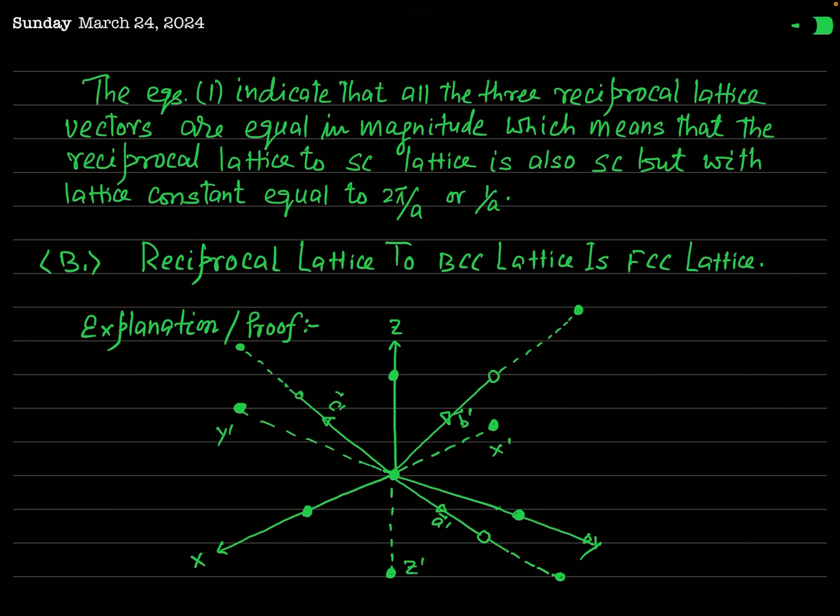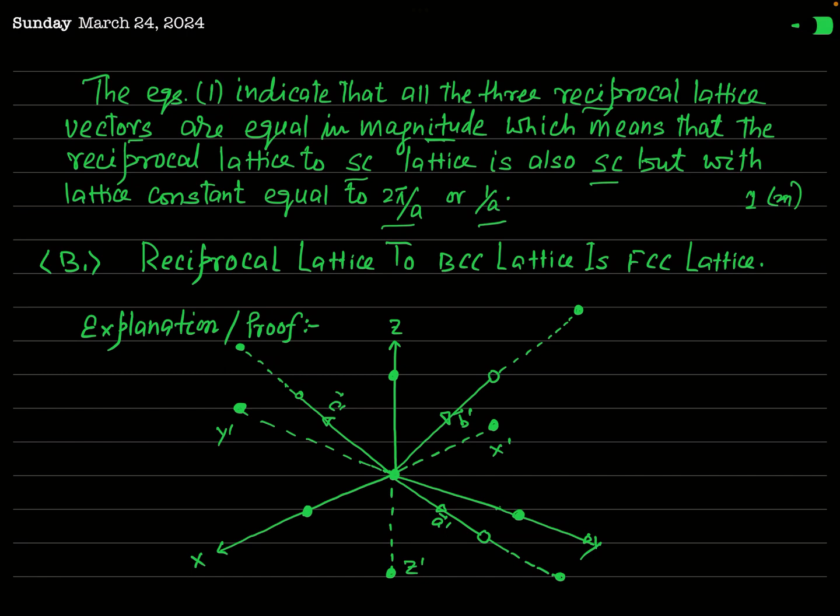I have mentioned it here. Equation 1 indicates that all the three reciprocal lattice vectors are equal in magnitude, which means that the reciprocal lattice to a simple cubic lattice is also a simple cubic lattice, but with lattice constant equal to 2 pi over A. But if in the definition we use the factor 1 in place of 2 pi, then our result will be simply 1 over A. So the reciprocal lattice to a simple cubic lattice is also a simple cubic lattice. I think this fact is now very clear to you.